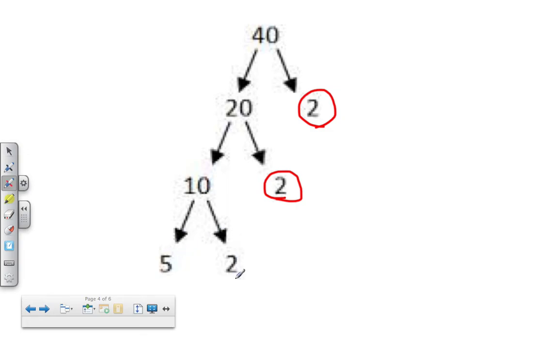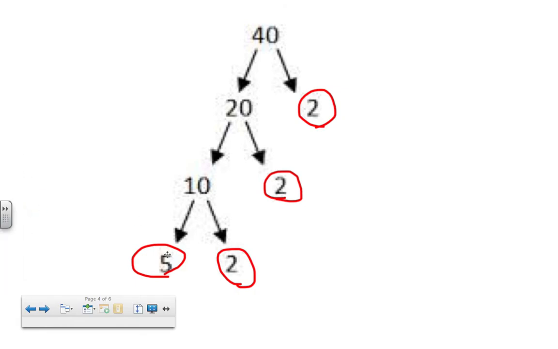5 times 2 equals 10. And you've got 2 prime numbers here. 2 is prime, and so is 5. You don't have to go any further. You're all primed out. Let's write that number sentence at the end. 2 times 2 times 2 times 5. And you've got a good answer right there sitting in front of you.